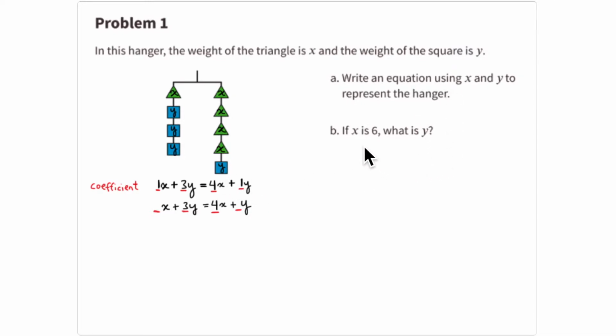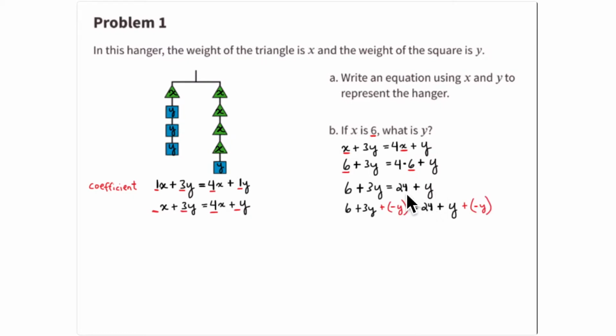And it says if x is 6, so this value of x in every case is equal to 6, then what is the value of y? So in the equation, I'm going to replace the x's with 6. So x is 6, and x is 6 here, and 4 times 6 is 24. So now we have 6 on this side plus these 3 y's equals 24 on this side plus 1y.